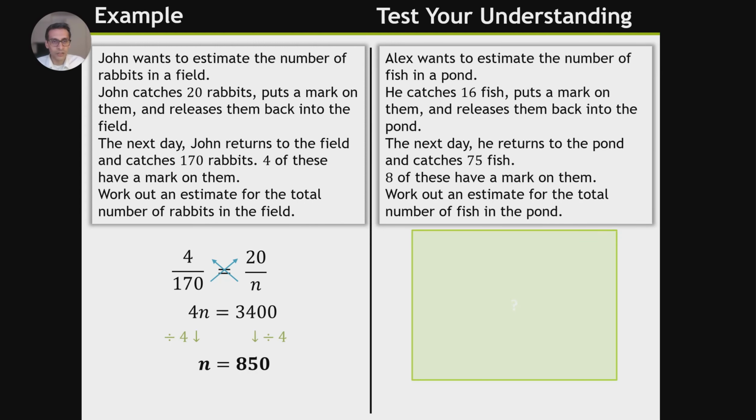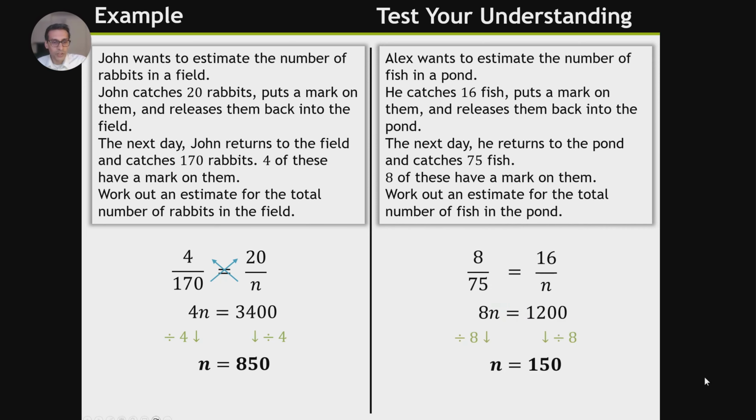Have a go with this final example here. Okay, so I'm going to show the answer here. So what you should get is 150. The rest of these examples are optional because this kind of covers most of the topic.